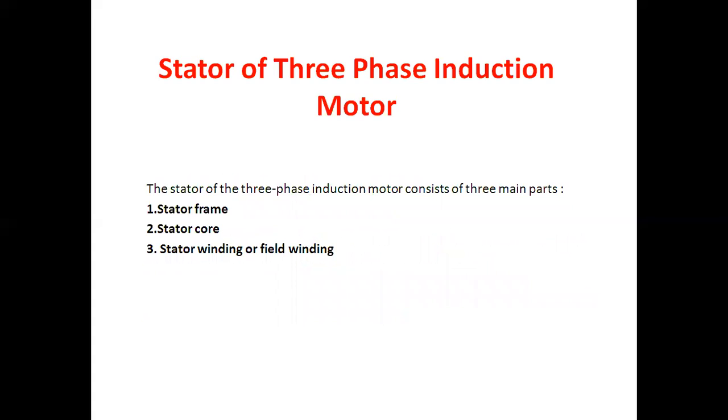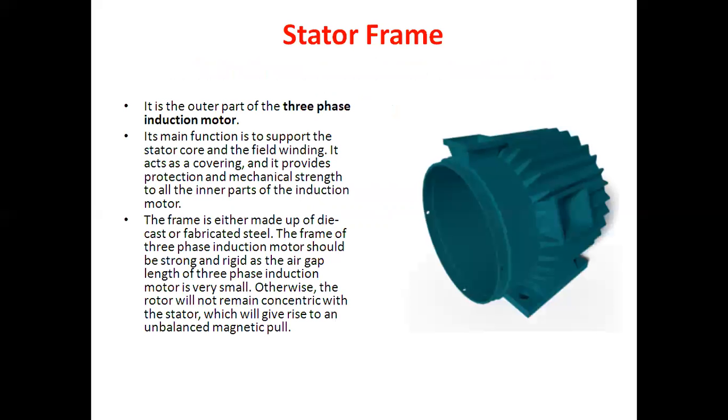First we have seen the stator of the three-phase induction motor, the stationary part of an induction motor. The stator of the three-phase induction motor consists of three main parts. First is the stator frame. Second is the stator core. And third is the stator winding or field winding. So we'll start with the stator frame. This is the pictorial view of the stator frame.